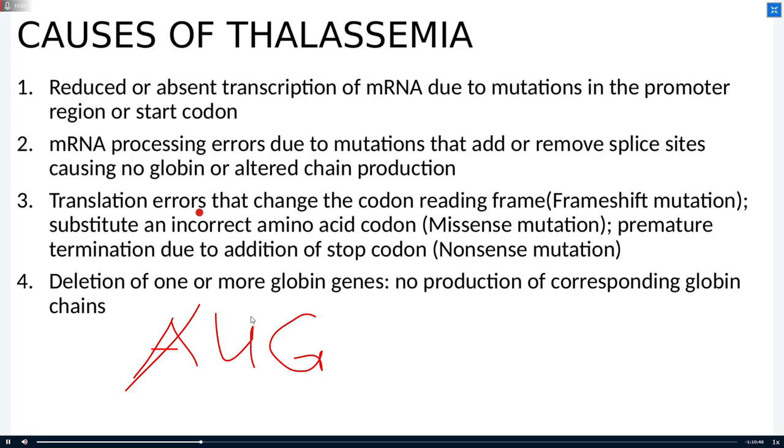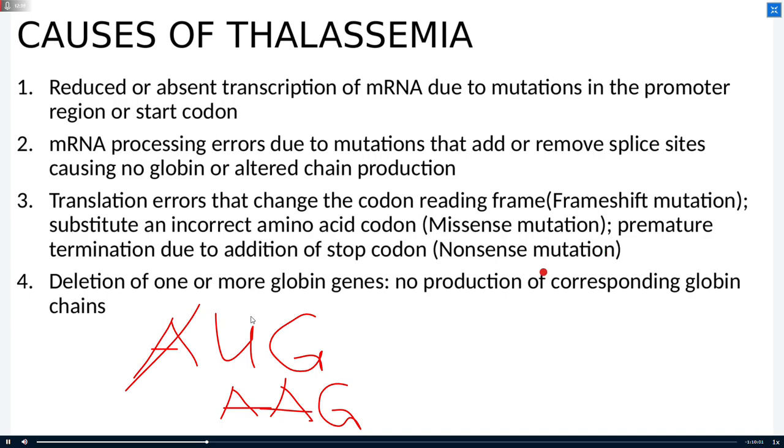Another one would be translation errors that change the codon reading frame. So instead of your start codon being AUG, pwede nagiging AAG siya. Hindi na matutuloy yung ano. So what you call that error as frame shift mutation. Translation errors that change the codon reading frame, frame shift mutation. Another error, substitution of an incorrect amino acid codon, missense mutation. Another one would be premature termination due to addition of your stop codon, nonsense mutation.